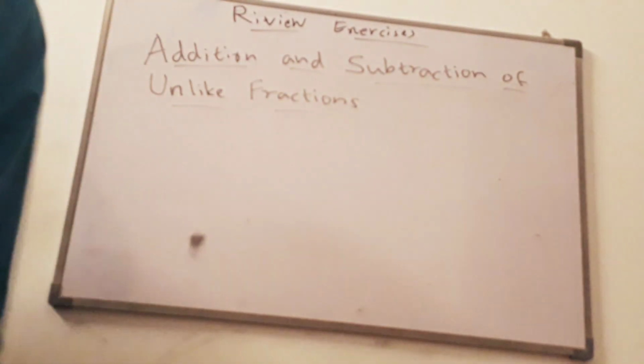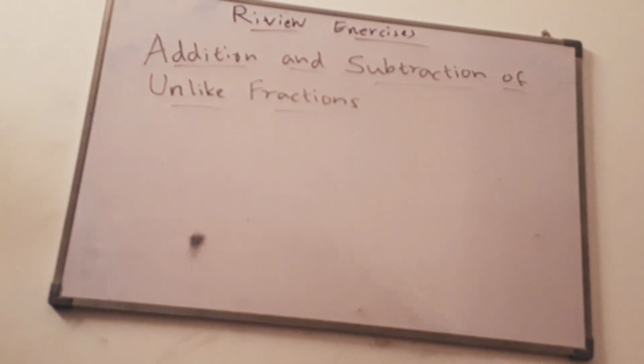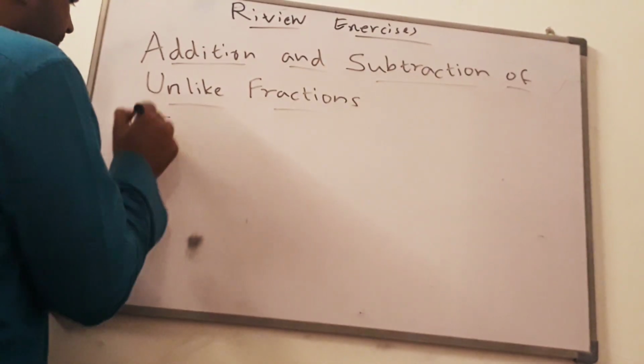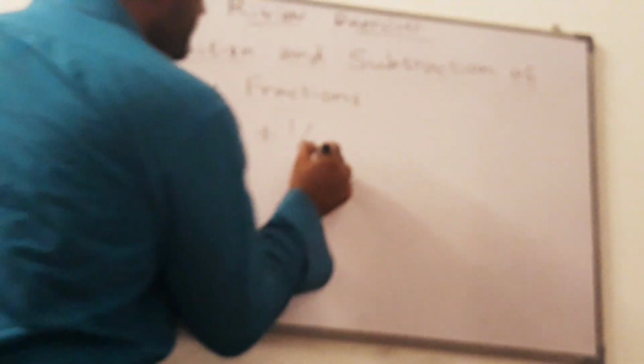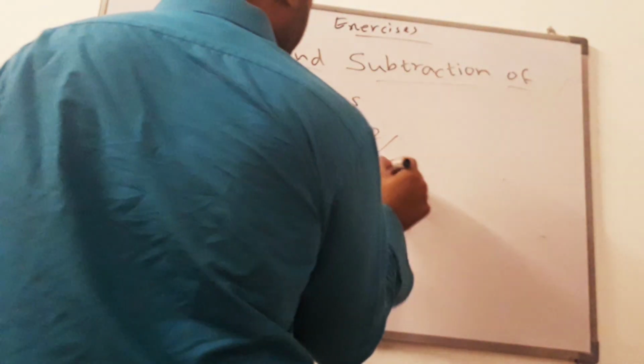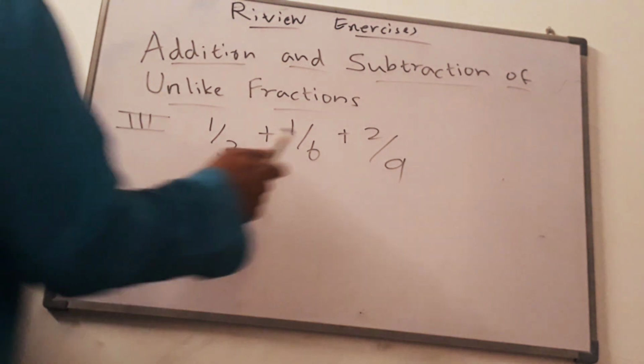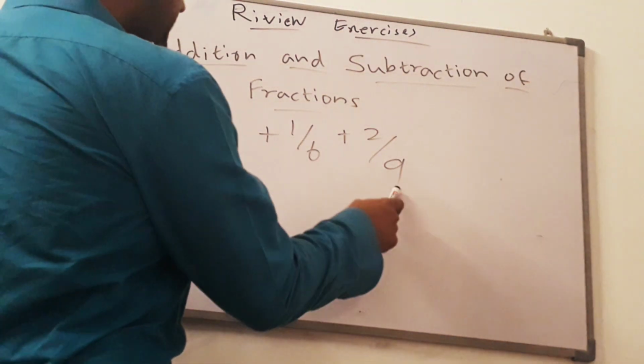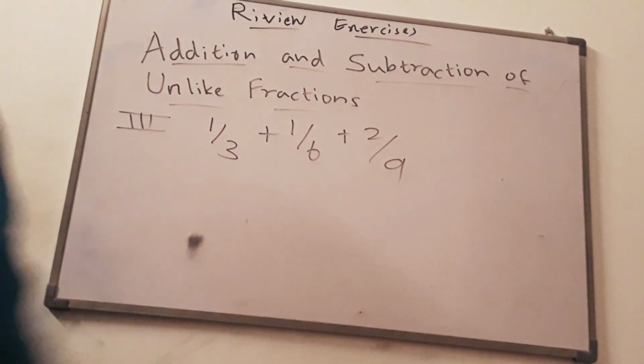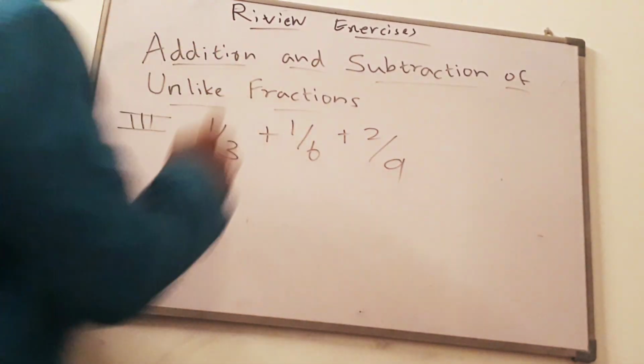Third question. Suppose a sum like this now: 1/3 plus 1/6 plus 2/9. Okay, 6 is a multiple of 3. 9 is also a multiple of 3. But unfortunately 9 is not a multiple of 6.